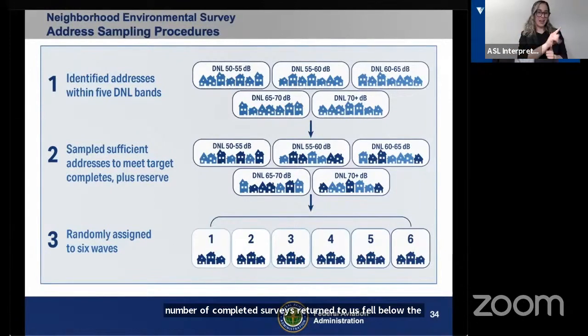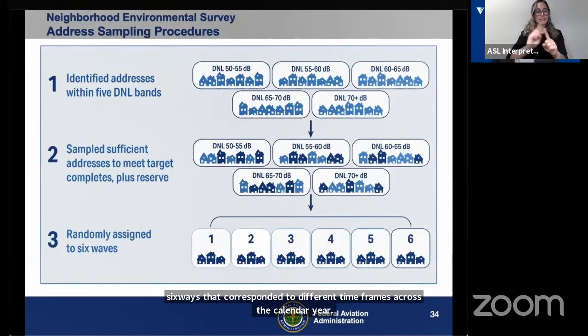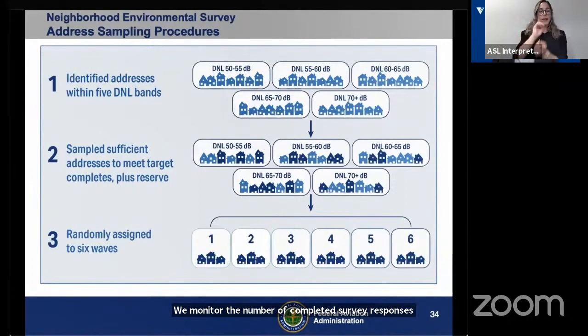In order to account for potential seasonal variation in annoyance, we assigned addresses to one of six waves which corresponded to different time periods across the calendar year. We monitored the number of completed survey responses within each wave by airport and DNL band and adjusted sampling rates to fine-tune each subsequent wave to meet target goals.